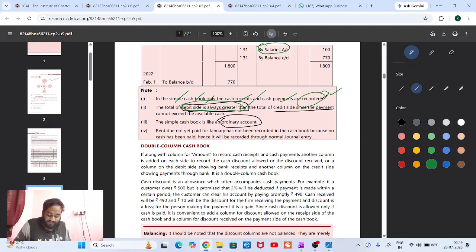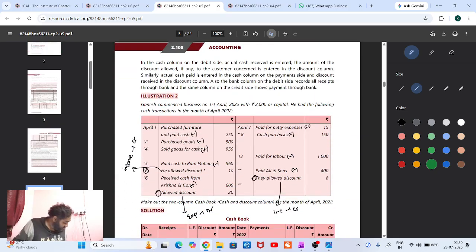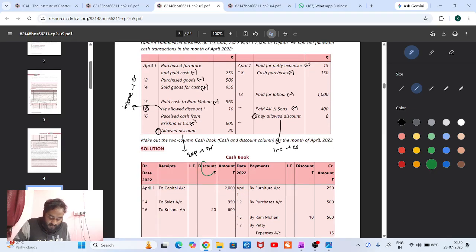This is the point. Ordinary account, and then double column. The other column is discount. Okay. Just write whatever we have written like in the previous.